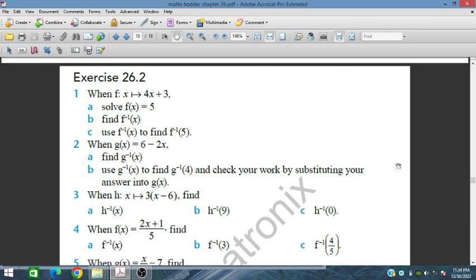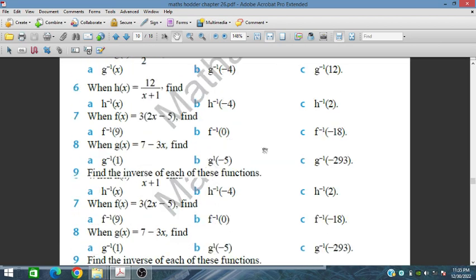Bismillahirrahmanirrahim. In this session, we will discuss functions, inverse functions, and related topics, for IGCSE and O-level students under the subject of O-level mathematics. The first question is: f(x) maps to 4x plus 3. Solve f(x) equals 5, find f inverse of x, and use f inverse of x to find f inverse of 5. Similarly for the other questions, so let's start.